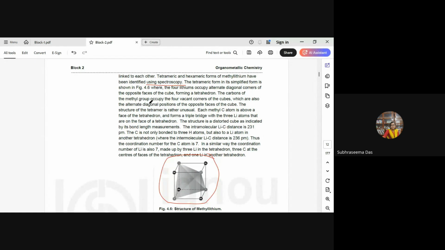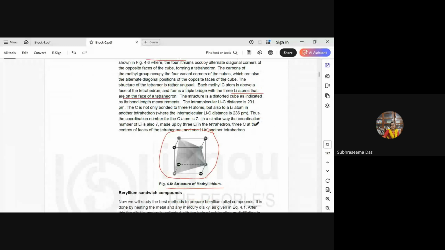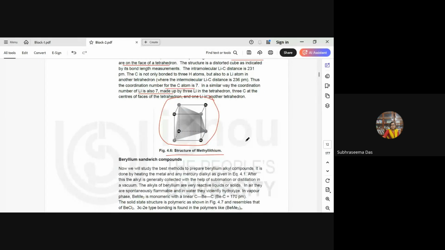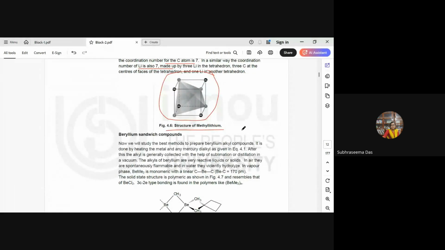So the structure of this tetramer of methyl lithium is very unusual. Each methyl carbon atom is above the face of the tetrahedron and forms a triple bridge with the three lithium atoms that are on the face of the tetrahedron. So the coordination number in such a case for the carbon atom is 7. In a similar way, the coordination number of lithium is also 7. So this is how tetrameric methyl lithium looks.